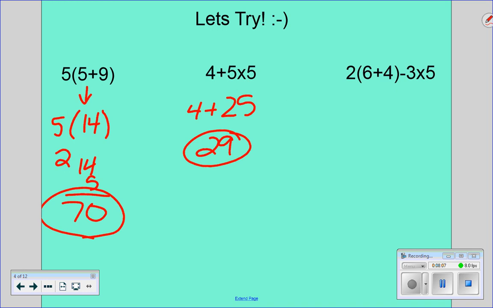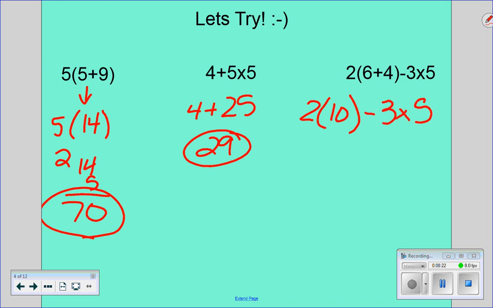Okay, so now we get a little harder here. What am I supposed to do first? So this is what it looks like. 2 and then 10 minus 3 times 5.